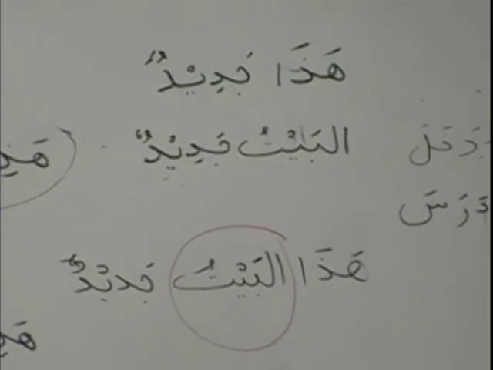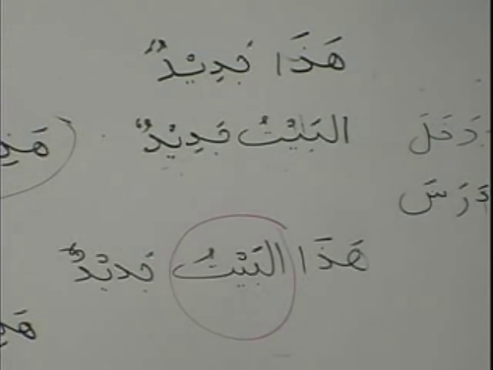Okay, brothers and sisters. Al-baytu jadidun. What kind of sentence is it? Ismiya. Where is mubtada? Al-baytu. Where is khabar? Jadidun. Okay? So, hada jadidun: this is new. Al-baytu jadidun: the house is new. I'm pointing to the same thing. Now, we put these together.